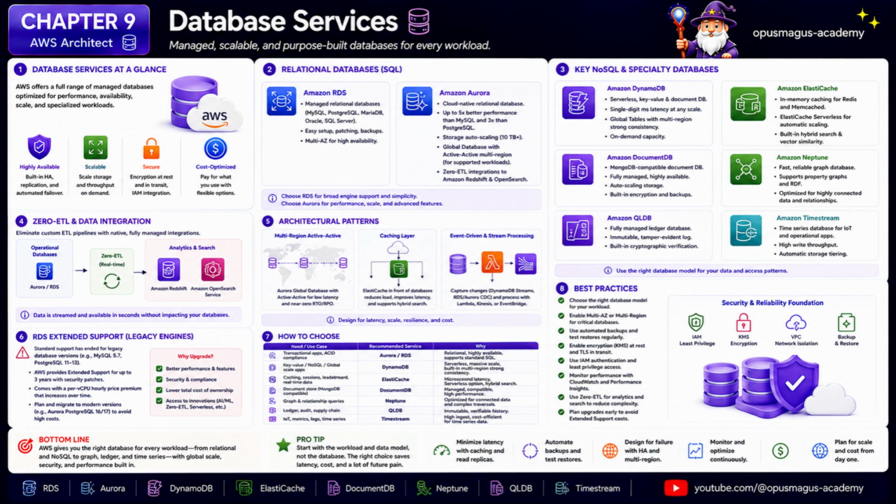The most important DynamoDB design skill is access pattern thinking. You do not model DynamoDB like a relational database. You design the table around how the application will read and write data. Partition keys, sort keys, secondary indexes, item size, hot partitions, conditional writes, streams, TTL, and global tables all matter. DynamoDB can scale extremely well, but only if the data model supports the access pattern.